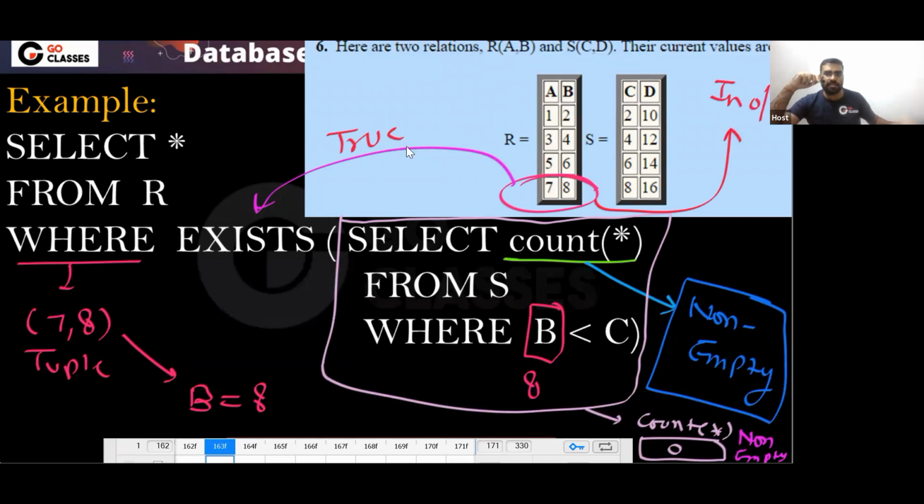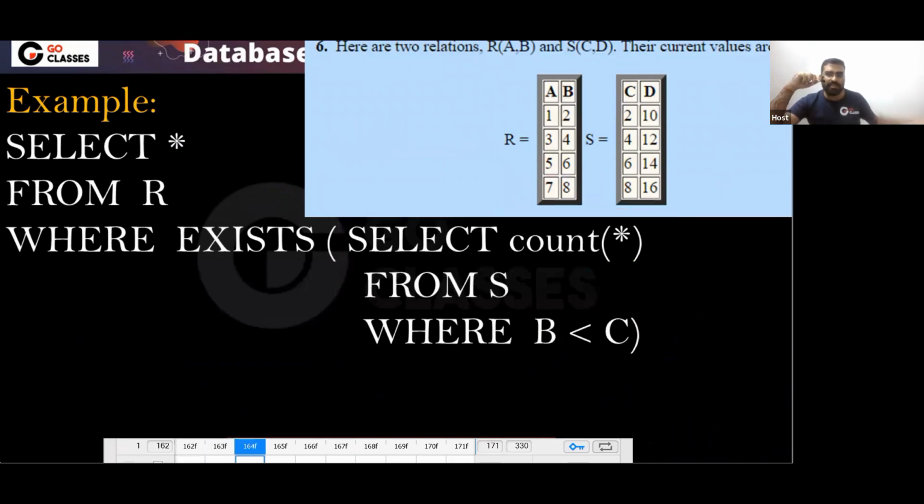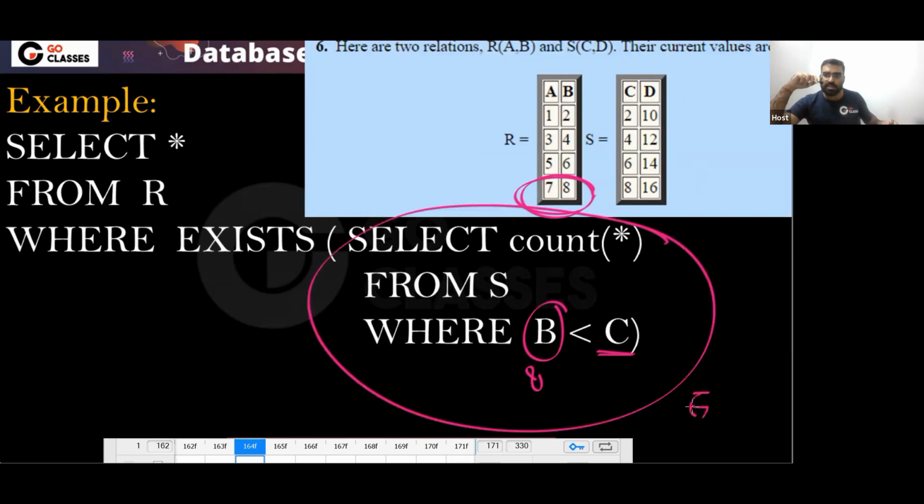Is this clear? See, this is a tricky point. Many students I have seen, what they do with this question is like this: oh, okay, let's calculate. For 7, 8, this will become 8. So let's calculate. Okay, no one satisfies. There is no value of C which is greater than 8. So this is empty, so this is false, so this will not be in the output. Yes or no? This is what many students do. I know, this is the thought process. Is this clear?